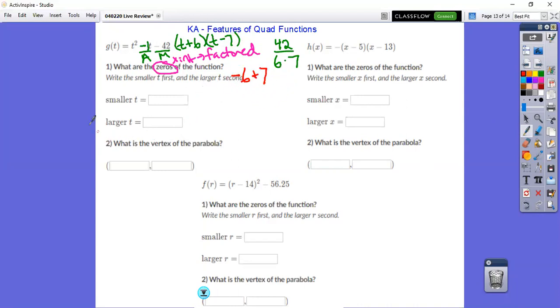Now, all they're doing here, and I got a lot of questions about this, is asking which one of these is bigger and which one's smaller. Since they're a negative and a positive, it's fairly easy. This is negative six, this is positive seven.